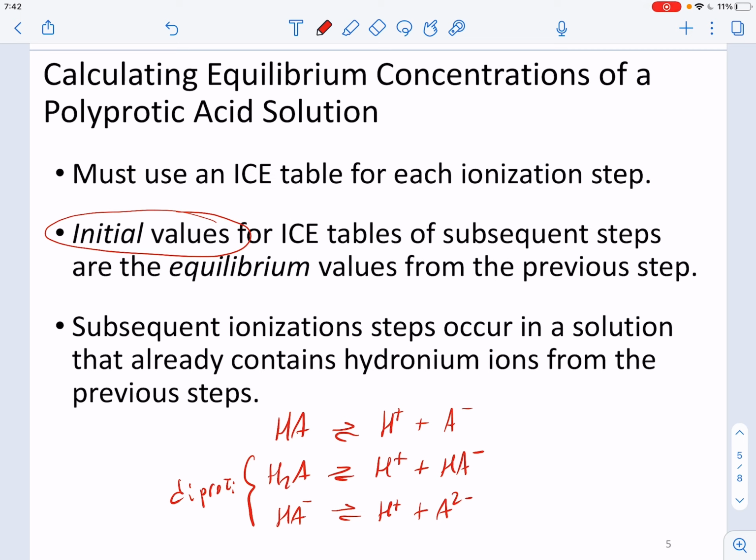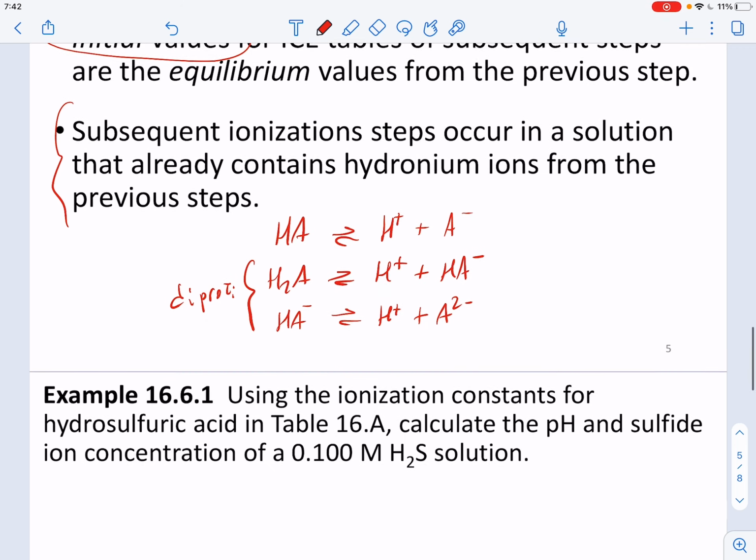Okay? And the thing that you have to remember, as I mentioned earlier, is that those steps will be releasing protons in a solution that already contains protons. So you have to be pretty careful with that. So let's work on this example.